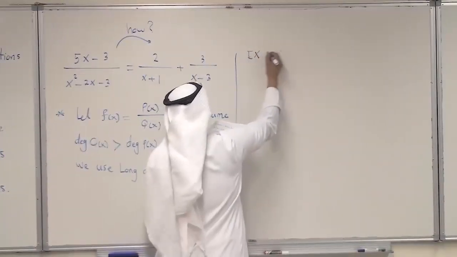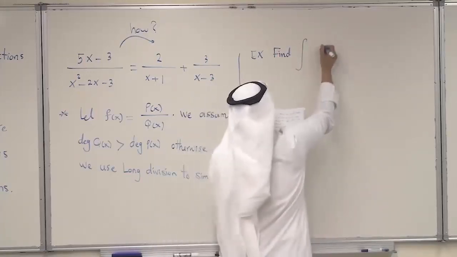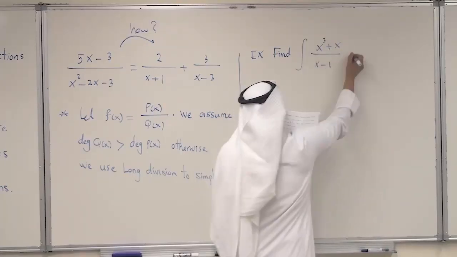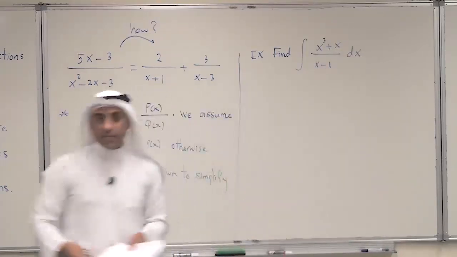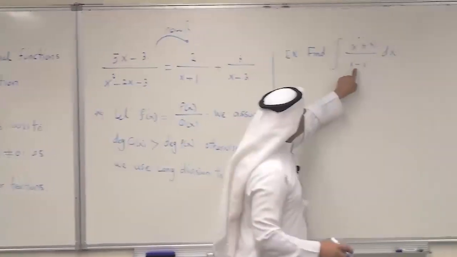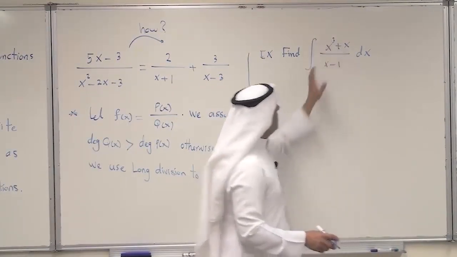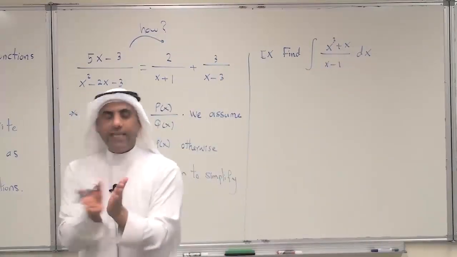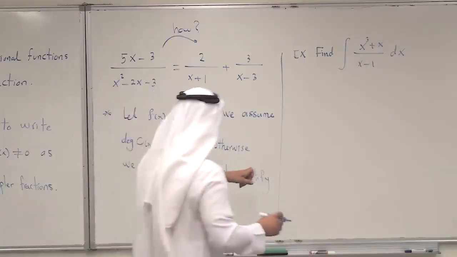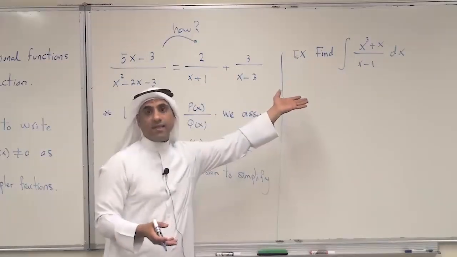So this exercise says, evaluate or find the integral of x cubed plus x, all divided by x minus 1, dx. So before we go to the procedure of partial fraction, we always need to make sure that the degree of the denominator is larger. In this case, it is not the case. We have here the degree is 1, the degree is 3. So before we go to the partial fraction technique, we need to simplify the expression first. How to simplify it? We will simplify by using long division in general, or in this case, we can also use synthetic division if we like.